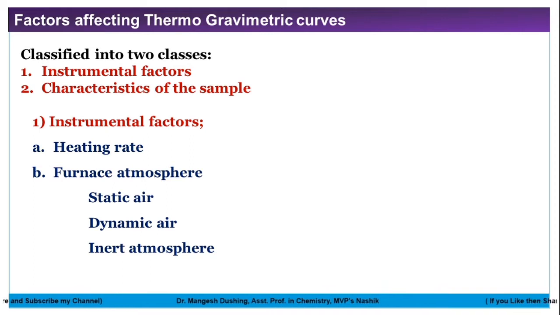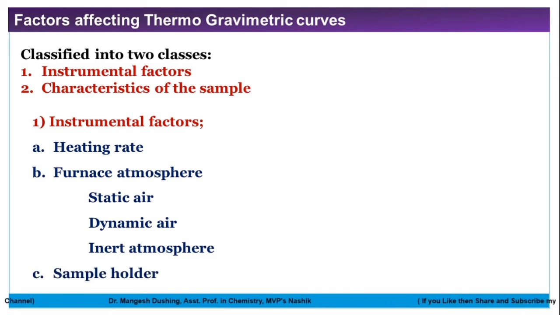Dynamic air: here the compressed air from the cylinder is allowed to pass through the furnace at a measured flow rate. In this case, the compressed air passes through the furnace with a determined rate of flow, which is called the dynamic air. The third one is inert atmosphere. Inert atmosphere means nitrogen gas that is free from oxygen is used as an inert atmosphere. So these are the instrumental factors.